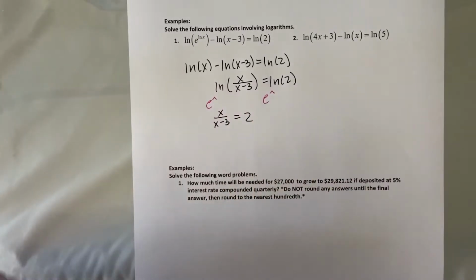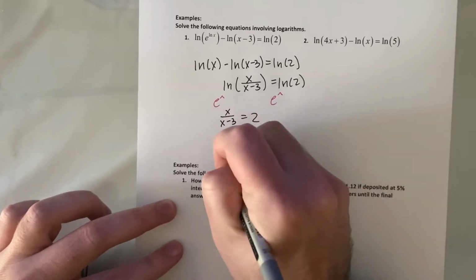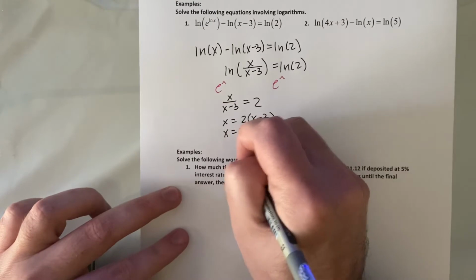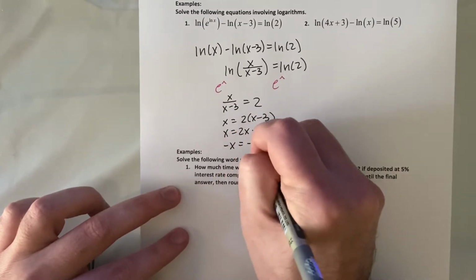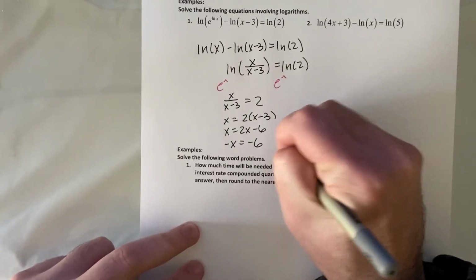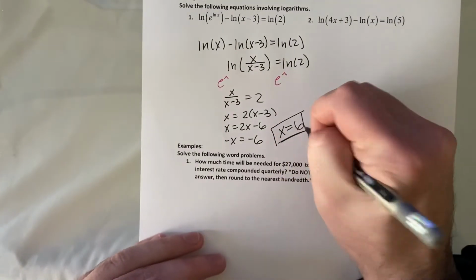We can now multiply over, so x equals 2 times x minus 3, which means x equals 2x minus 6. Subtract 2x, we get negative x equals negative 6, which means x equals 6. Now, if we plug this in, we can see that 6 is going to be positive for both of these, so this is fine.